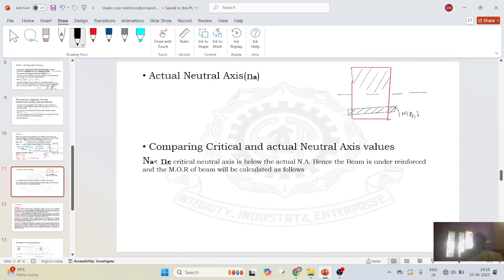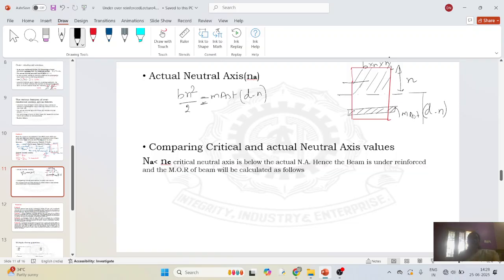The actual neutral axis is calculated based on the moment of compressive area equal to the moment of tensile area. This is the compressive area, so B into N divided by 2. Up to this neutral axis N, the remaining distance is D minus N. So the moment of compressive area is B into N multiplied by the centroid, N divided by 2. B N squared divided by 2 equal to M times AST into D minus N.